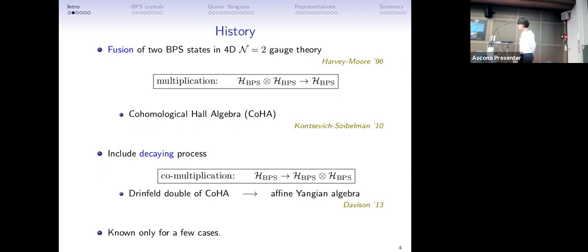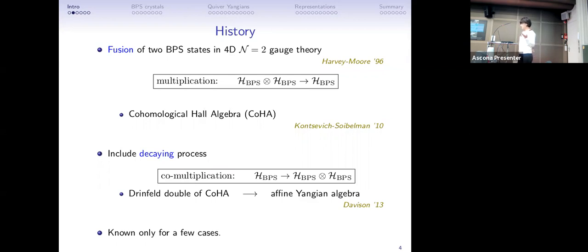The story starts already in 1996 with Harvey and Moore, who considered the fusion of 2 BPS states. Later in 2010, Kontsevich and Soibelman made the story much more complete. If we only consider this fusion, the algebra is the so-called cohomological Hall algebra, the CoHA.